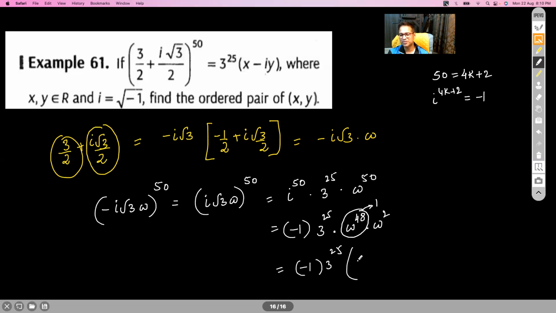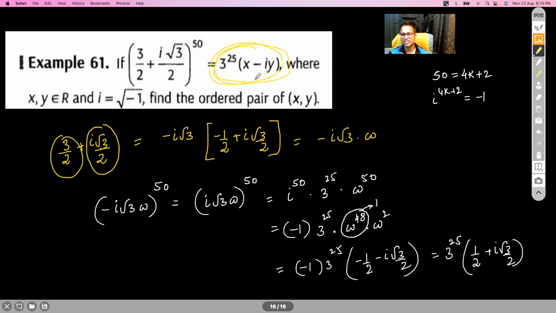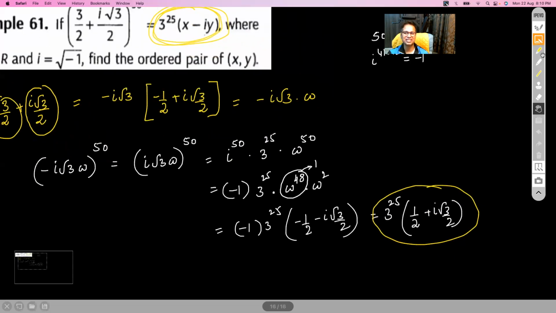Omega square is what? Minus half minus i root 3 by 2. So if you pull in this minus inside, it becomes half plus i root 3 by 2. Now compare this result, as you can see on the screen here, with this result, and tell me who is X and who is Y. Who is playing the role of X? Half. And who is playing the role of Y?